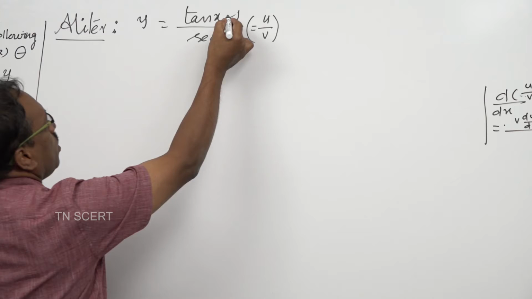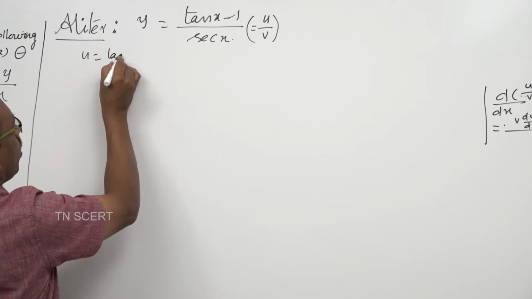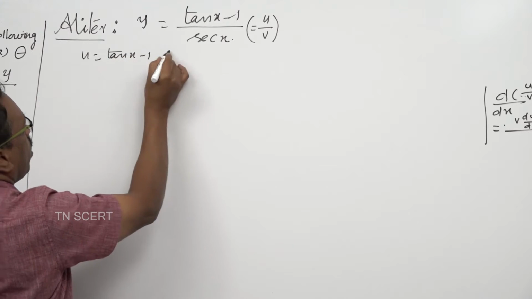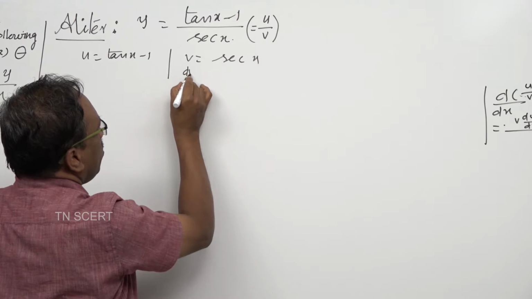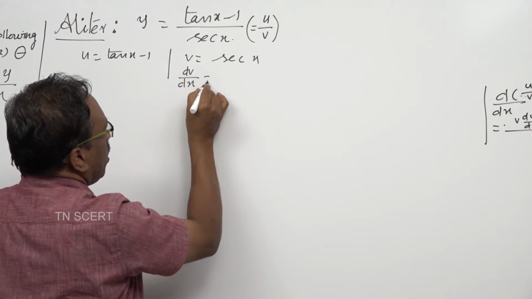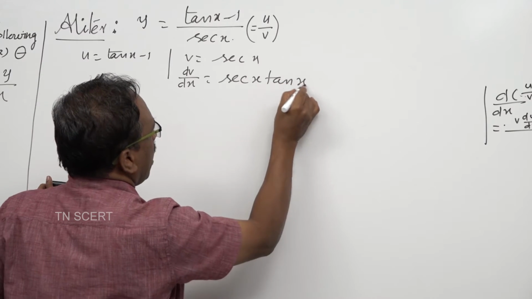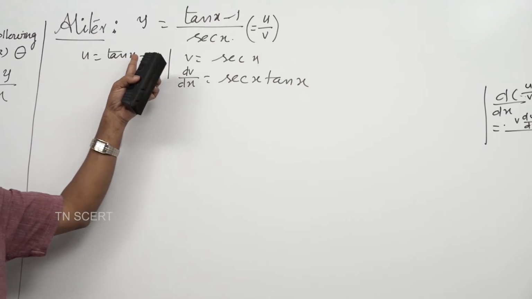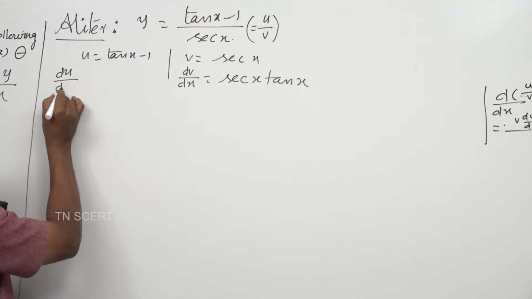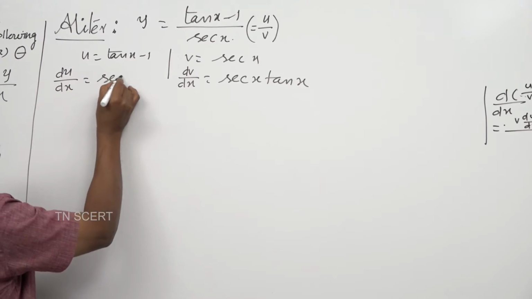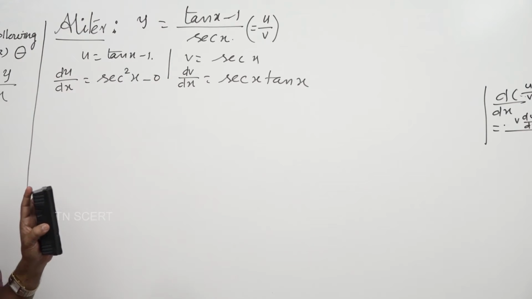Here this is U and this is V. What is U? Tan x minus 1. What is V here? Secant x. What is dV by dx? Secant x differentiation is secant x tan x. Tan x differentiation is what? Secant square x. That is du by dx is secant square x, and the differentiation of 1 is 0.